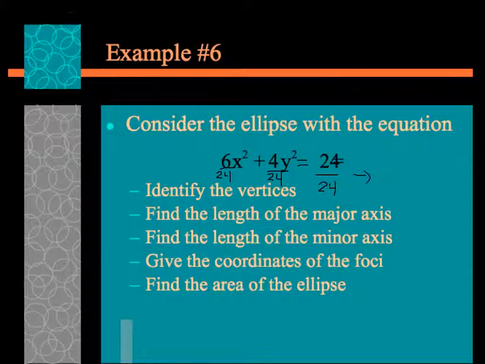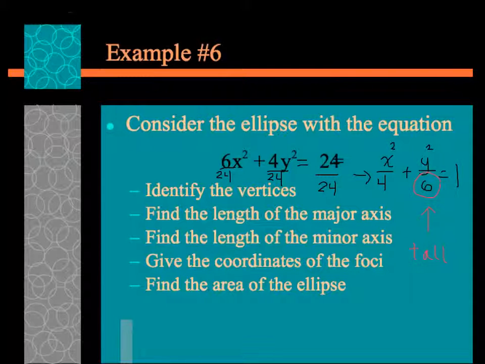So when I simplify this, if I type 6 divided by 24 into my calculator and then do math frac, I find that that's 1 over 4. So this is x squared over 4. If I type 4 divided by 24 in my calculator and do math frac, that reduces to 1/6. So this is y squared over 6, and that equals 1. Now it's in a form that we recognize. Notice b squared is bigger than a squared. So this must be a tall ellipse.